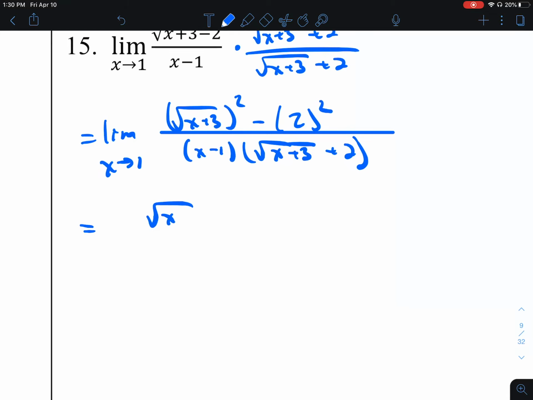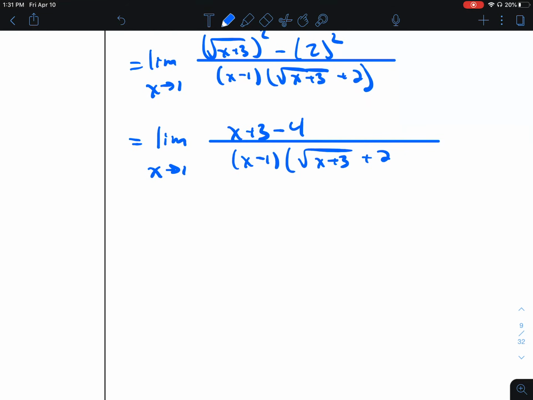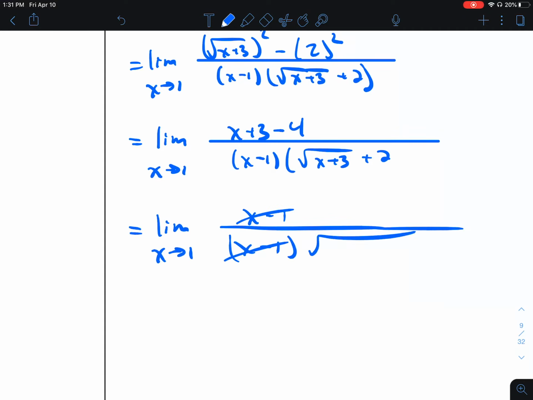The top, we're going to end up with x plus, still got to use limit notation because we haven't evaluated the limit yet. The square root of x plus 3 squared is x plus 3, and a 2 squared is 4. Denominator, we're not going to change. In our numerator, a minus 4 and a plus 3 is a minus 1. Which is going to enable us to cancel this x minus 1 from the top and the bottom.